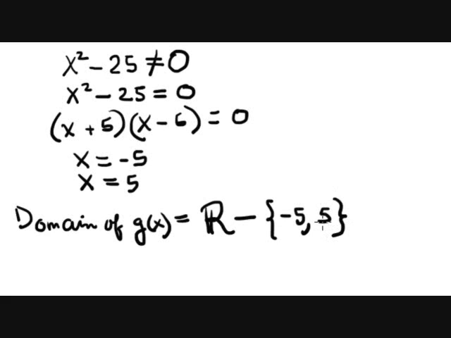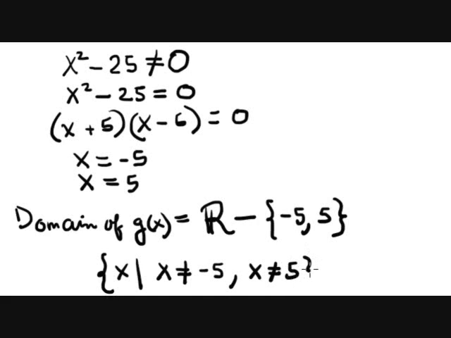Or another way to write the answer is in set notation: x such that x must be different to -5 and x must be different to +5. Okay, and this corresponds in the handout to option A.